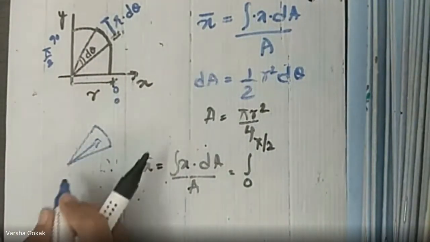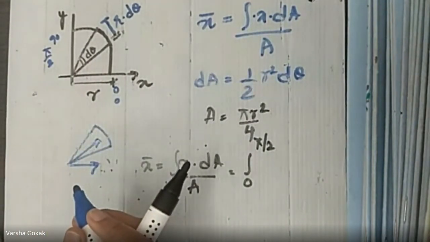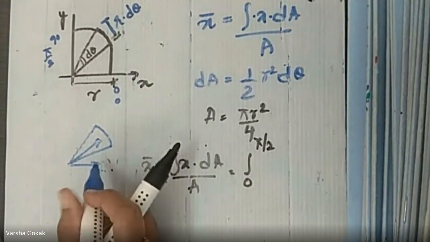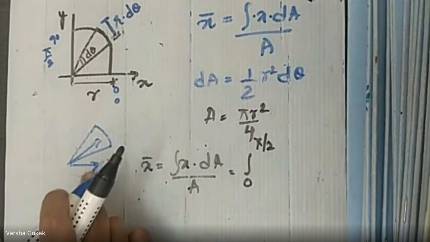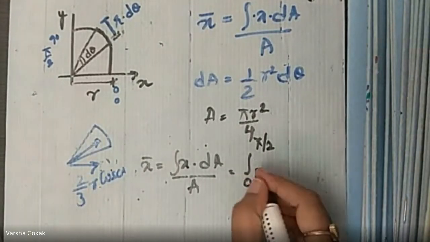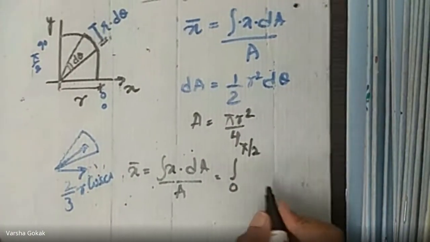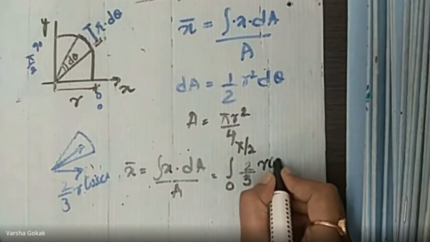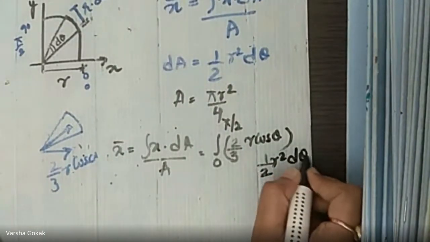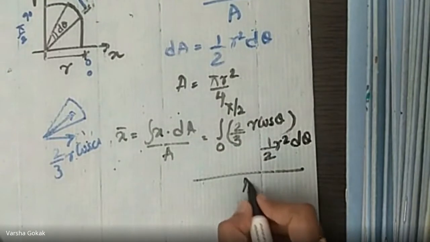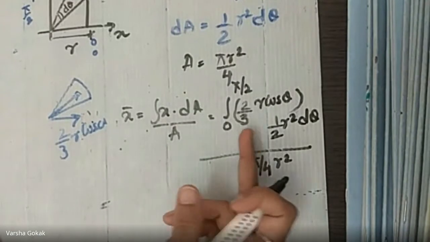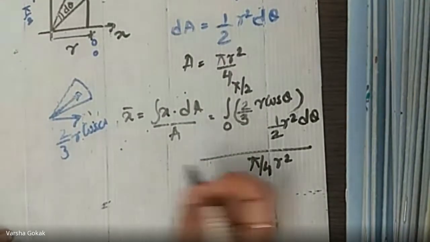So assuming this to be the force, when I resolve this force into x and y, this would be what? 2/3 of r cos theta, because this is your radius. So that thing will be substituted here for the value of x. That is, we will be substituting it as 2/3 of r cos theta into dA. What is the value of dA? It is half r square d theta. The entire thing should be divided by A, that is pi by 4 r square. Correct?